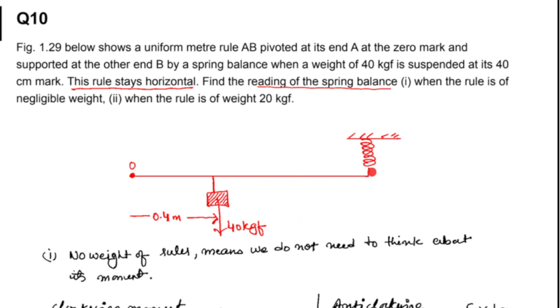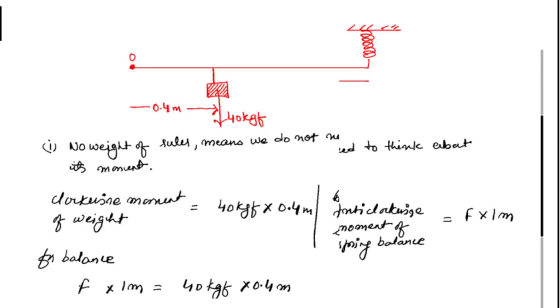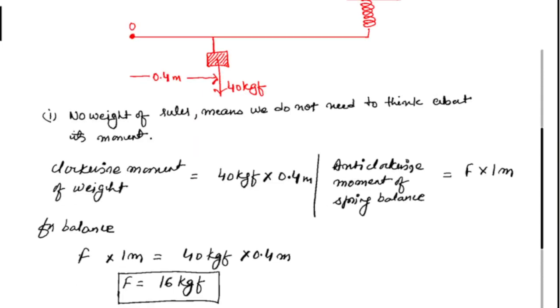So we will apply the principle of moments in this case when there is no mass of this scale. Let's do that. First, no weight of ruler means we do not need to think about its moment. Its weight is negligible. Now we will apply clockwise moment of weight. See, the pivot is this. Remember that. This will create a clockwise moment, that will be 40 kgf into 0.4 distance from the pivot.